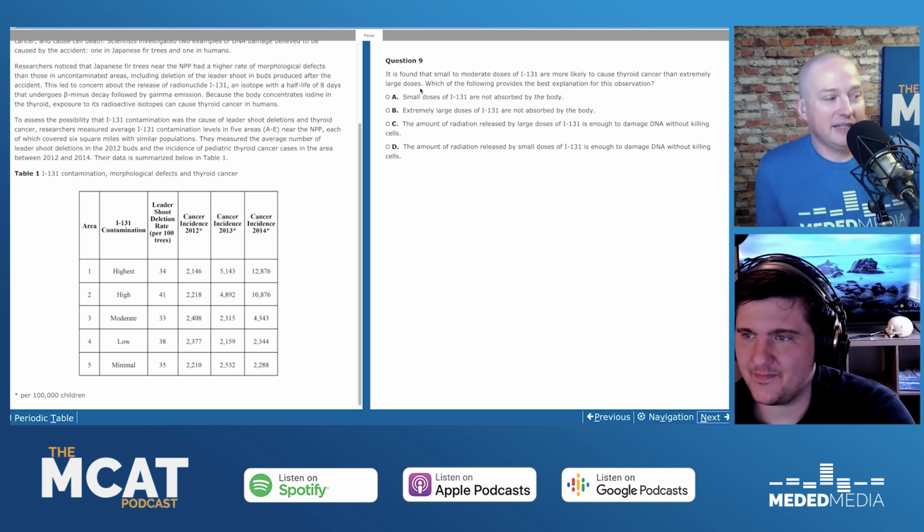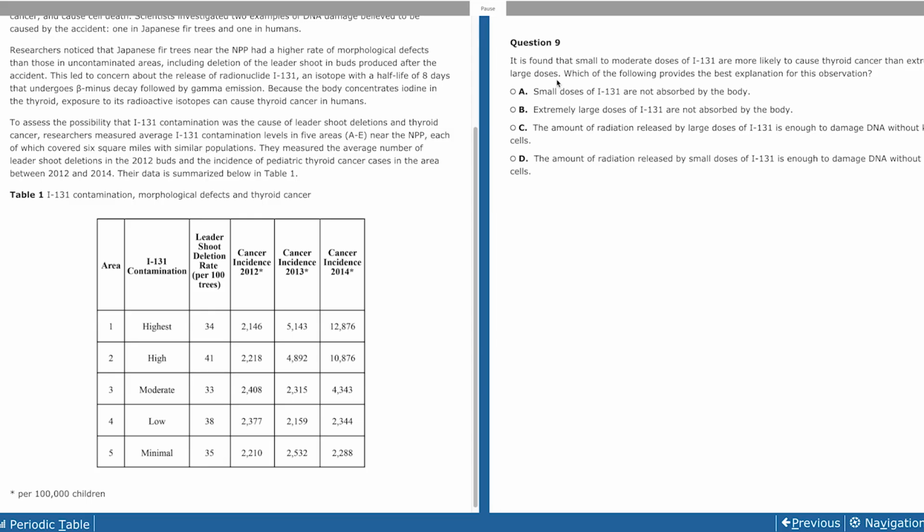Question 9. This is you. So it's found that small to moderate doses of iodine-131 are more likely to cause thyroid cancer than extremely large doses. So this seems a little counterintuitive, right? Yep. Which of the following provides the best explanation for this observation? A says that small doses are not absorbed by the body. B is that extremely large doses of iodine-131 are not absorbed by the body. C says the amount of radiation released by large doses of iodine-131 is enough to damage DNA without killing cells. And D says the amount of radiation released by small doses of iodine-131 is enough to damage DNA without killing cells.